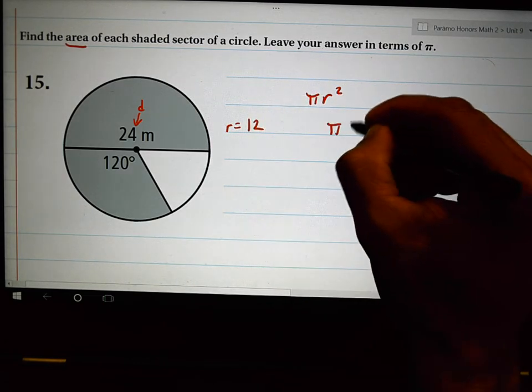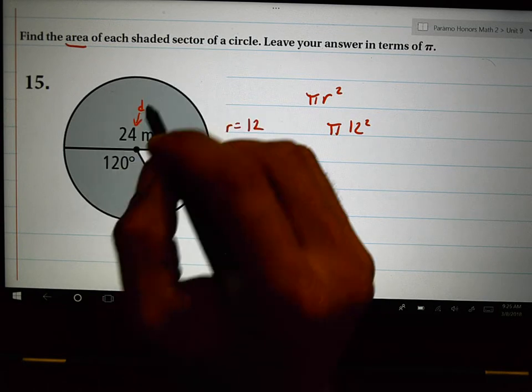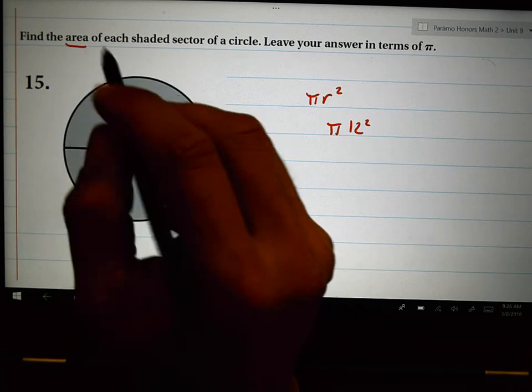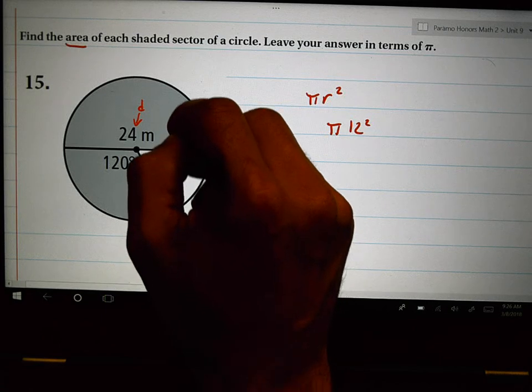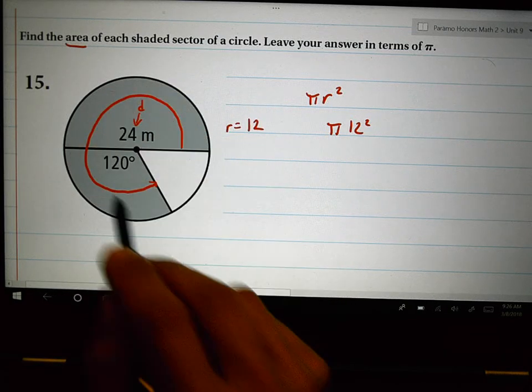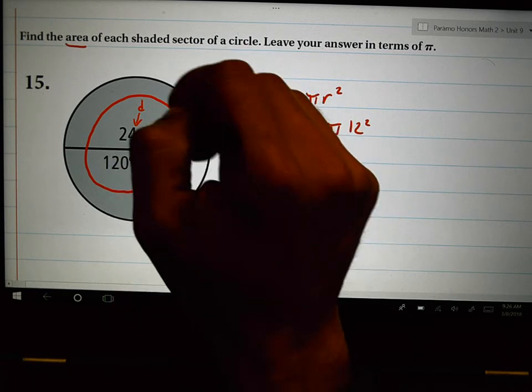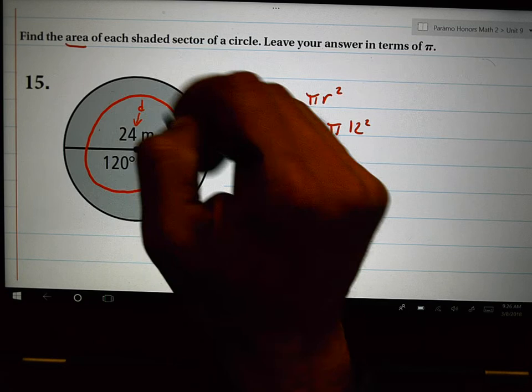Pi times 12 squared is the area of the whole shape. But that is not what we're going to find. We only want the shaded region. And the easiest way to do that is to do the percentage. From here to here is not 120 degrees. This is 120. How much is the top half of the circle? How many degrees is that?